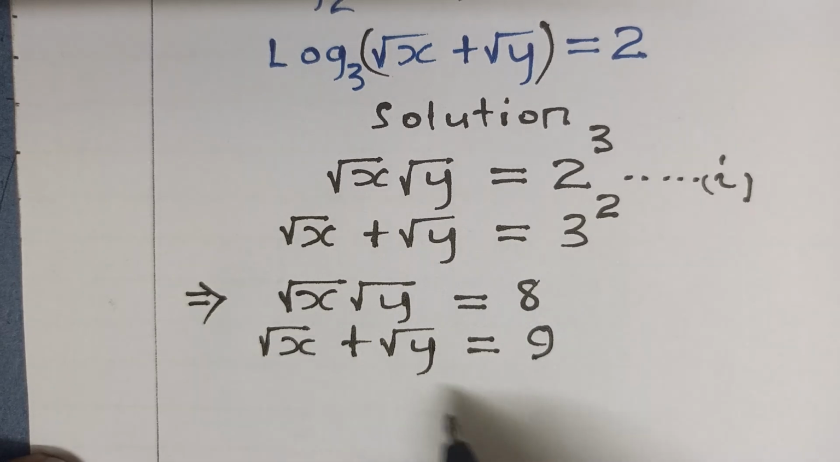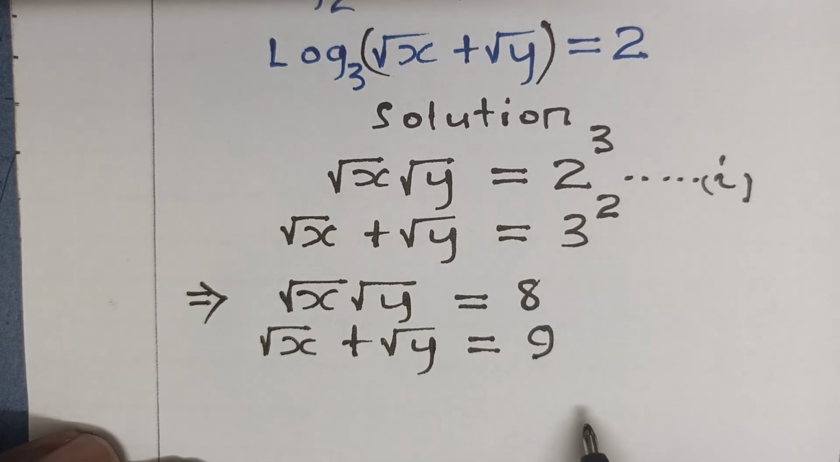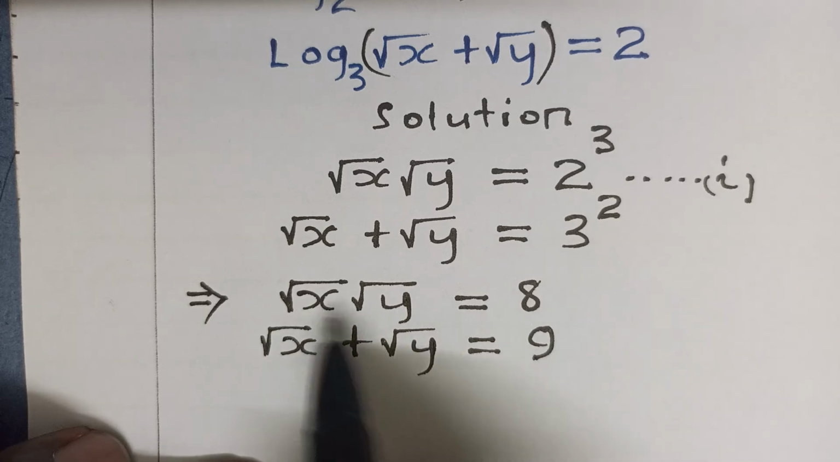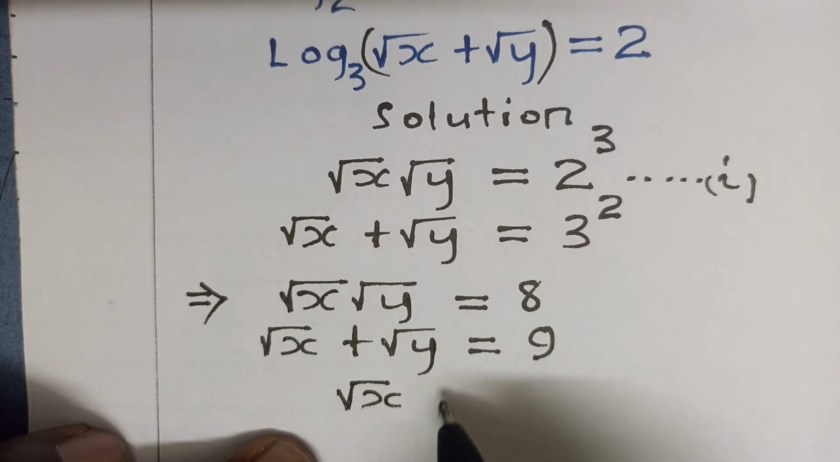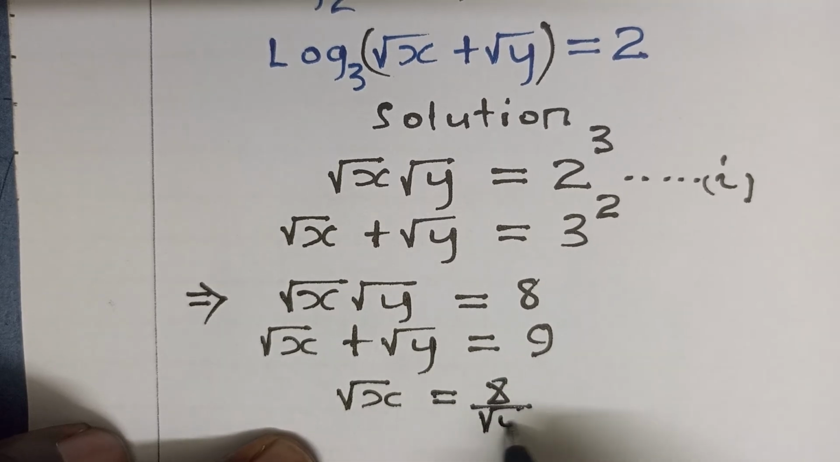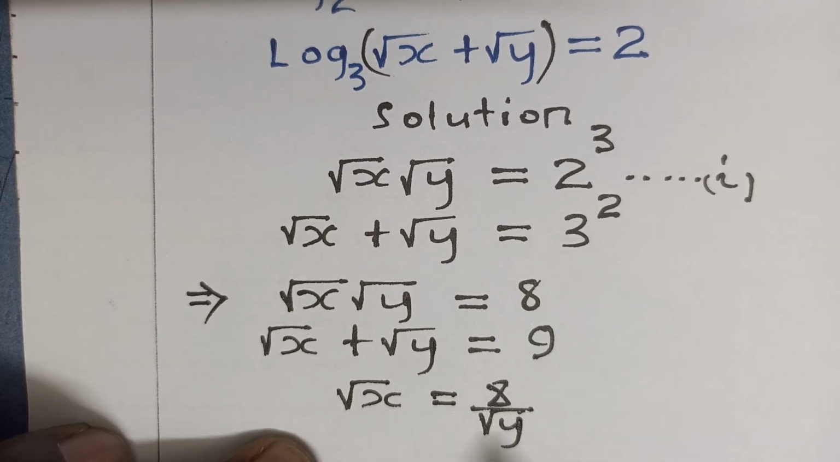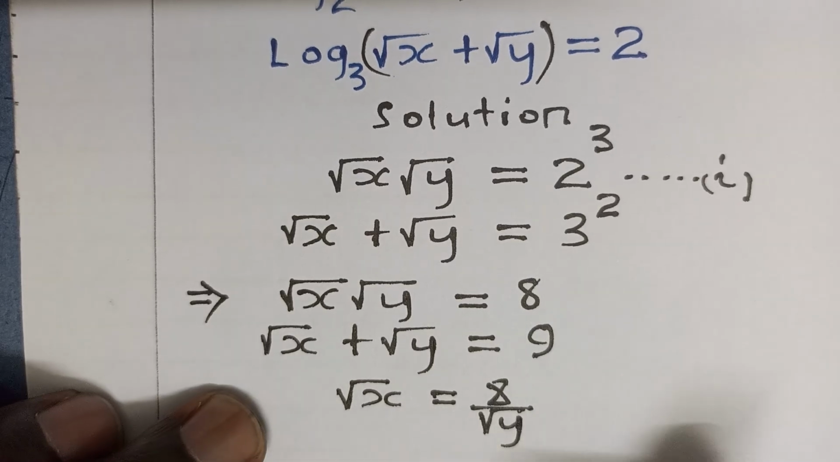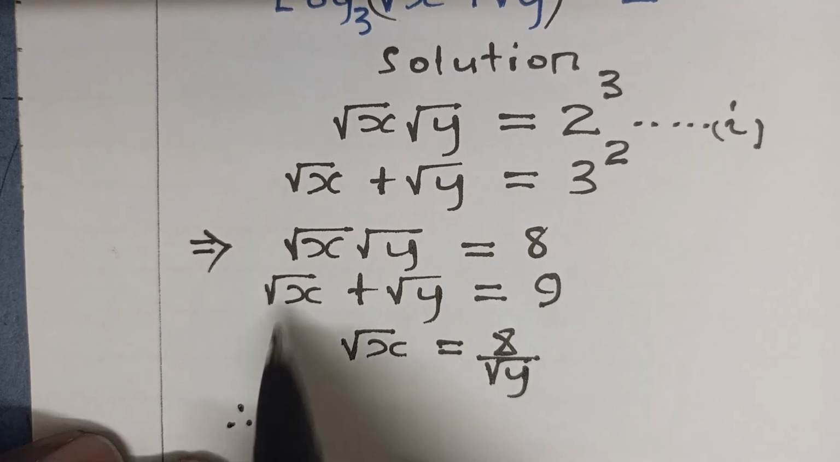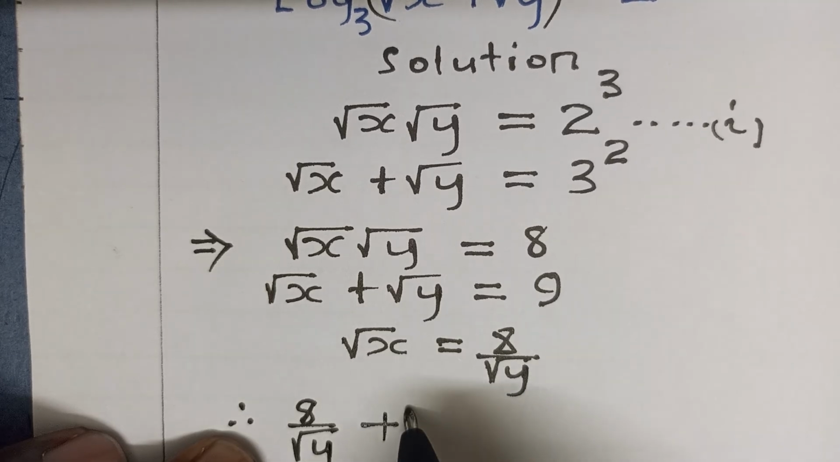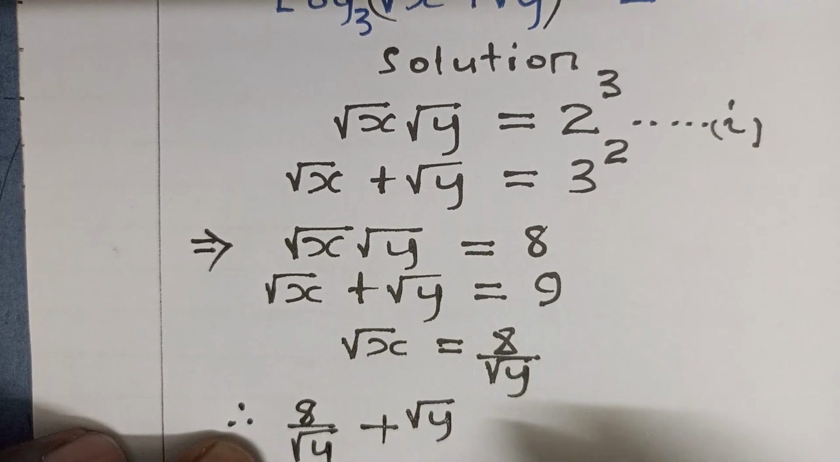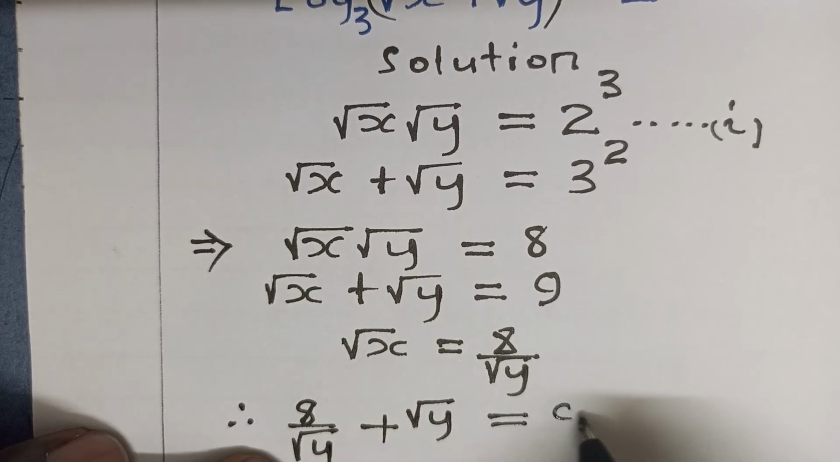And now, guys, we do the substitution that is necessary. Using the first equation, we can say square root of x is equal to 8 all over square root of y. And so now I can use this and substitute for square root of x. Therefore, I shall have 8 over square root of y plus square root of y, and this gives us 9.